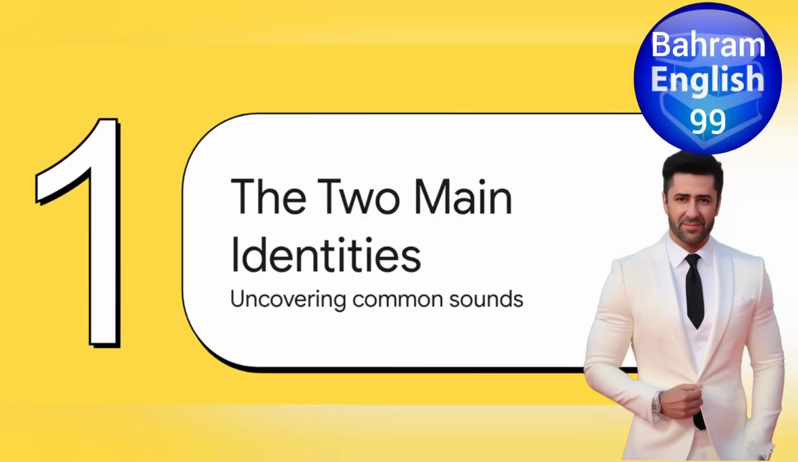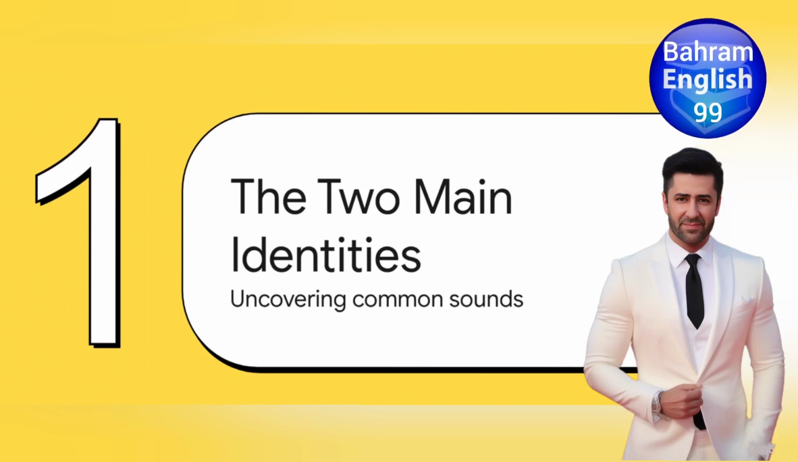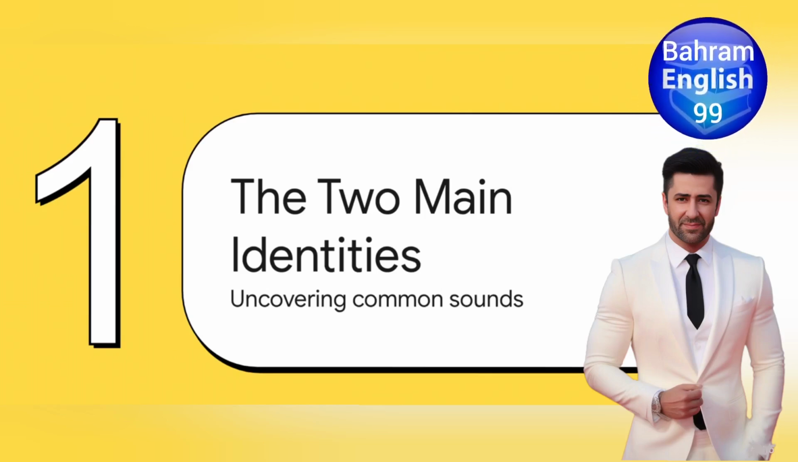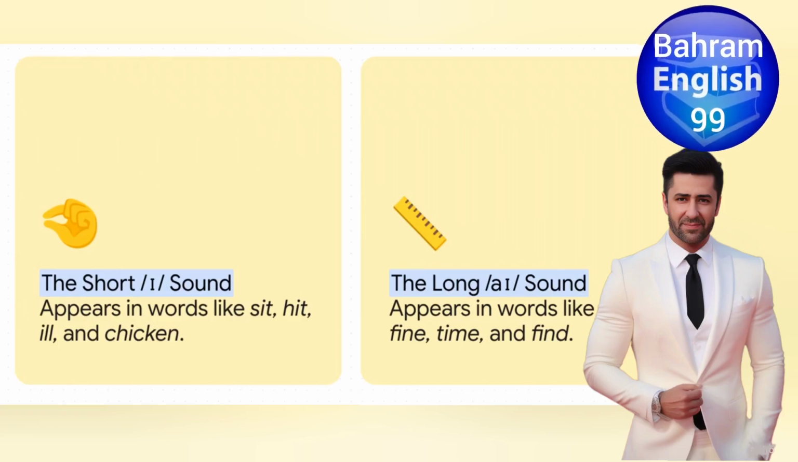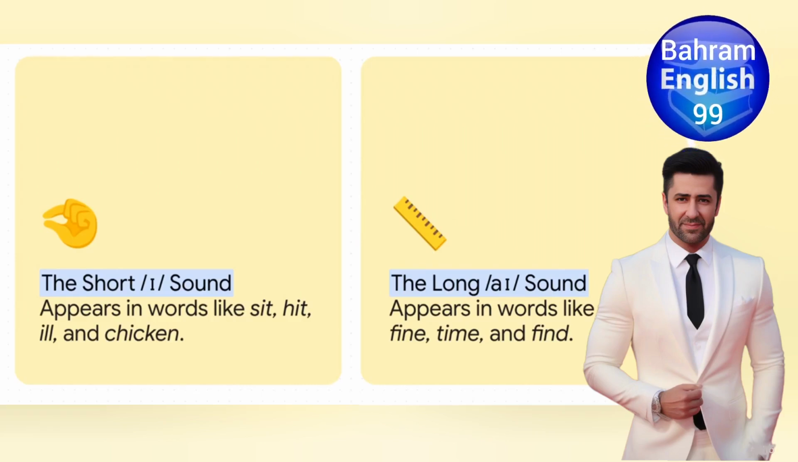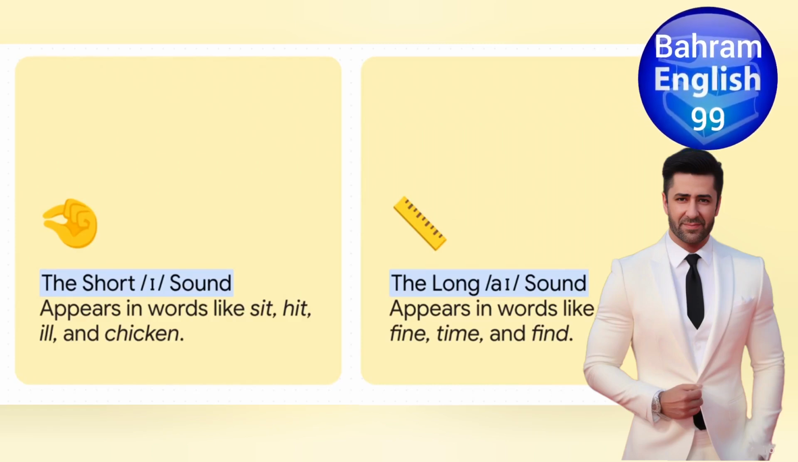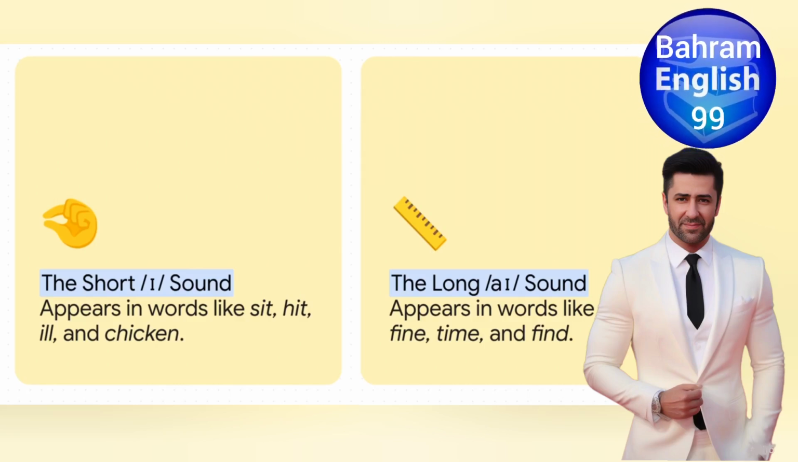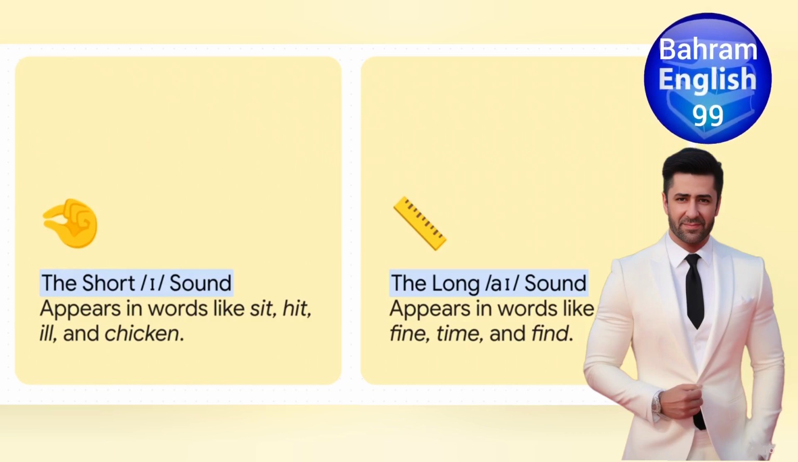All right, section 1, the two main identities. Let's uncover the most common, the most frequent sounds that you're going to hear. On the left we've got the short I sound. Think of simple little words like sit or hit. You also see this sound a lot when the I is followed by two consonants, like in ill or chicken. Then, on the right, we have the long I sound, which is the name of the letter itself. You hear it in words like ice, fine, and time.